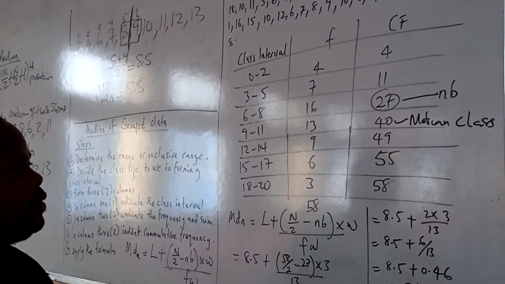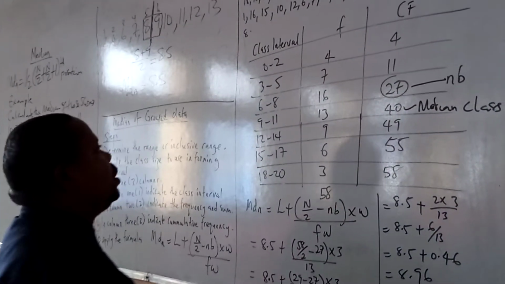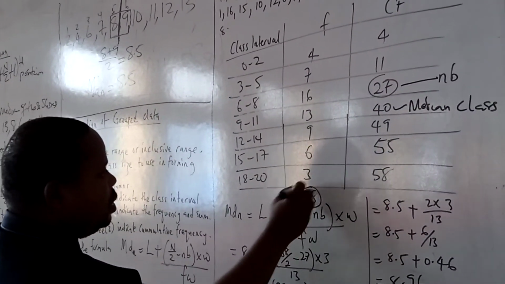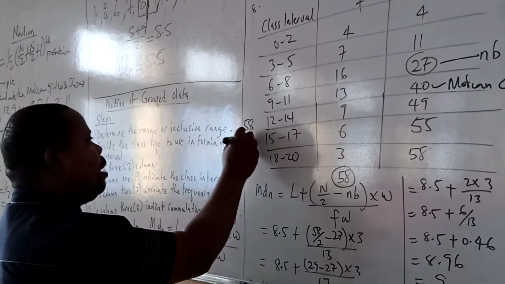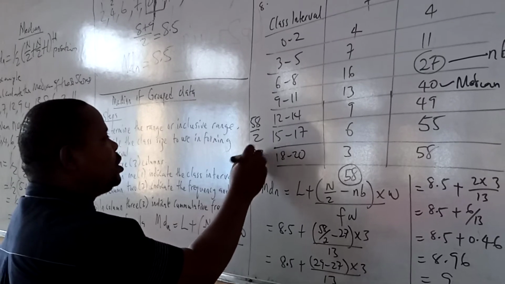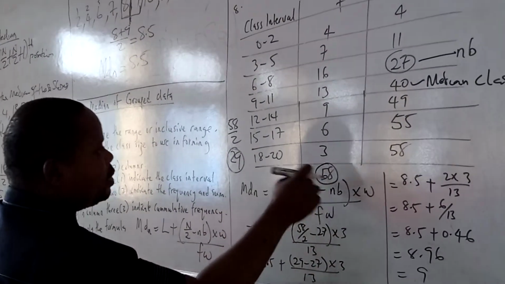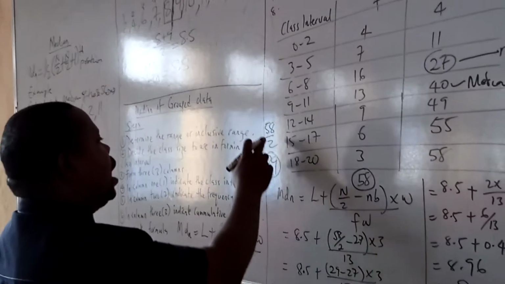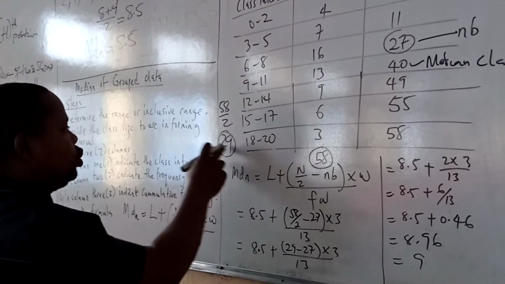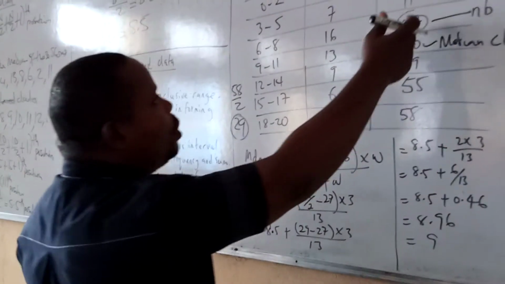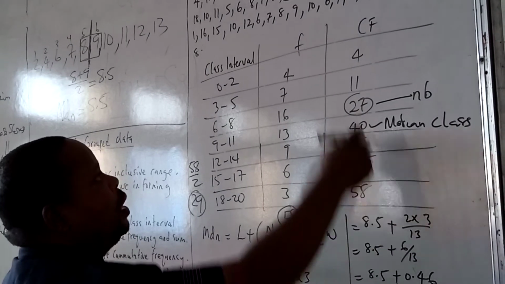Now, when you have done this, the first thing you do is to determine the median class. Remember that the total score is 58. 58 divided by 2 will give you 29. Please don't forget this. The total score is 58, and 58 divided by 2, since we want to look at the midpoint, is 29. You now begin to look at the cumulative frequency column to see where 29 is.